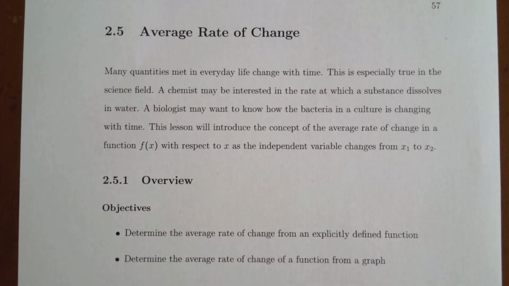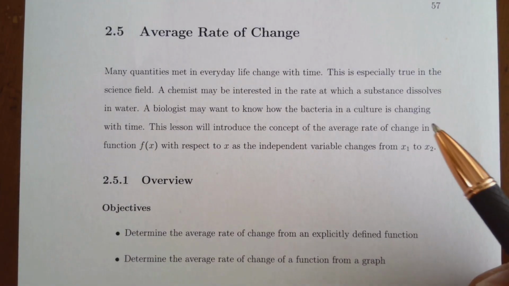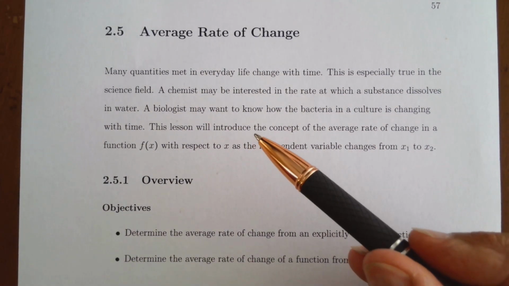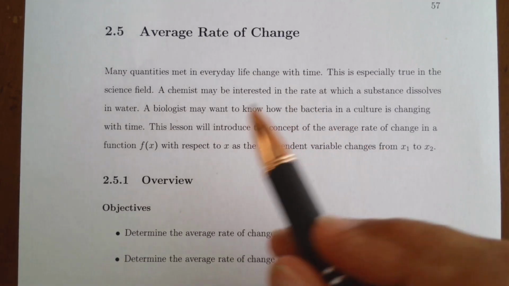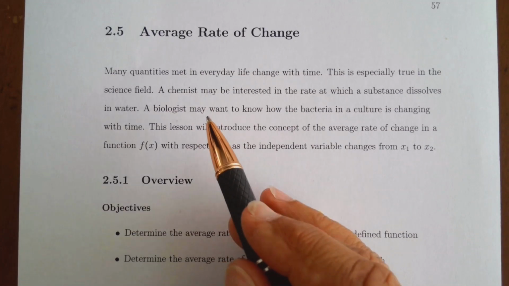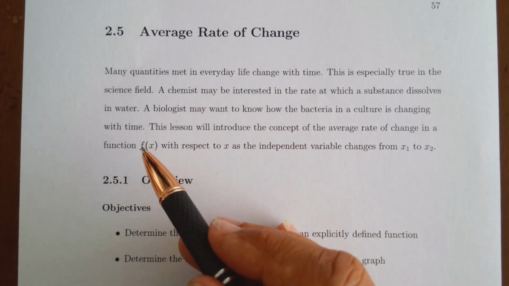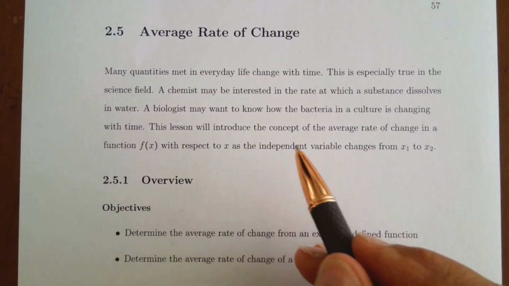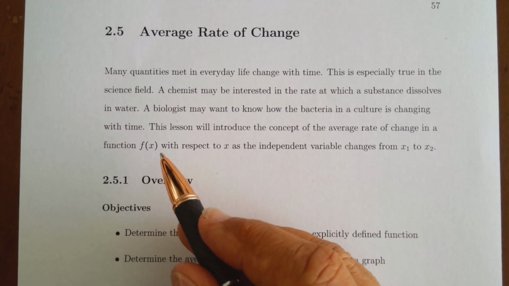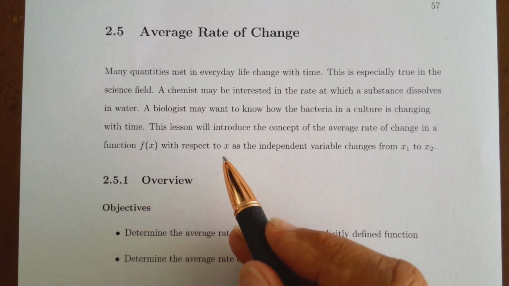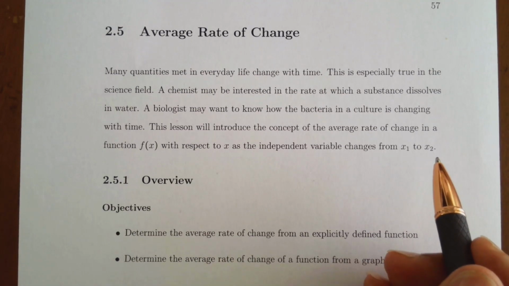All right, so many quantities met in everyday life change with time. This is especially true in the science field. A chemist may be interested in the rate at which a substance dissolves in water. A biologist may want to know how the bacteria in a culture is changing with time. So this lesson will introduce the concept of average rate of change in a function, f of x, with respect to x, as the independent variable changes from x1 to x2.